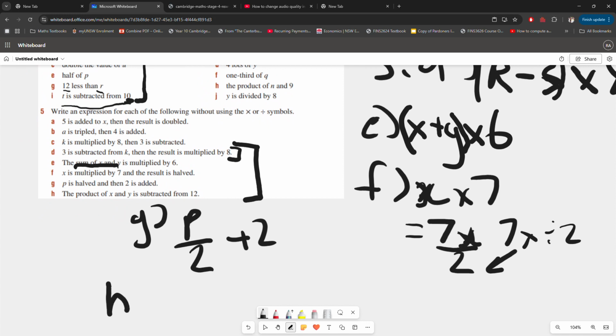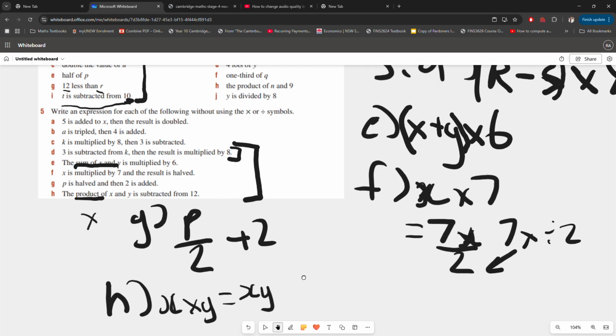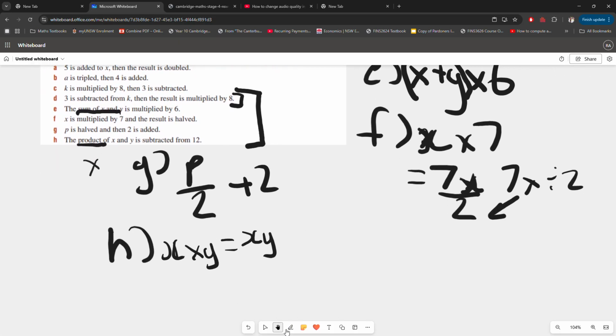For h, the product of x and y is subtracted from 12. The product of x and y, product actually means multiplication. So x and y is x times y, which we can simply write as xy. The product of x and y is xy, and then is subtracted from 12.